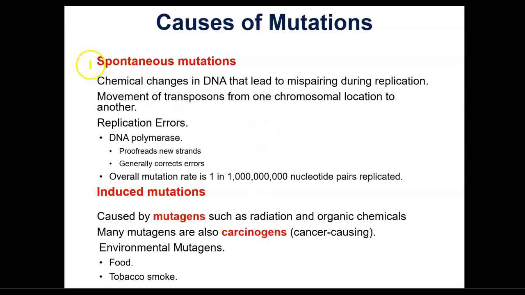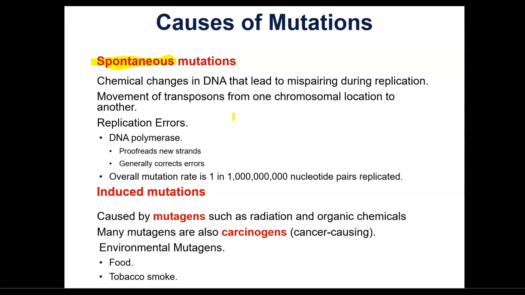So mutations that occur during replication are called spontaneous mutations. They're spontaneous. That means they just happen spontaneously. There's no reason for them. There's no chemical or dangerous something in the environment, like radiation, nothing like that causes it. It just happens during replication. When DNA is replicating, there is a mispairing of bases.